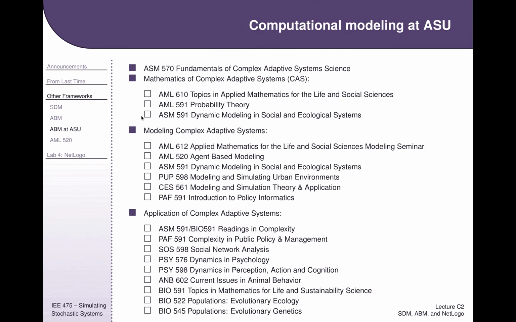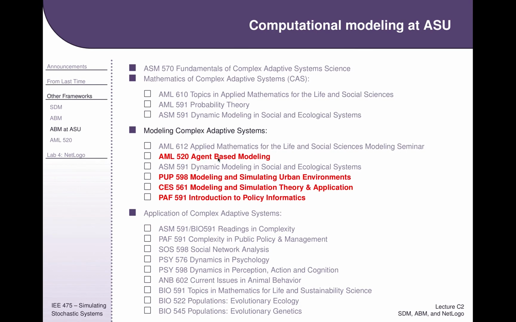If you want to learn more about agent-based modeling, there are some resources at ASU outside of engineering. We have this complex adaptive systems sequence, which is actually a graduate level sequence, and some of the courses available to the graduate students taking this sequence actually involve agent-based modeling, under the AML prefix, the PUP, the CES, and the PAF. So there's a bunch of people from the social sciences who are doing agent-based modeling in these sorts of courses.